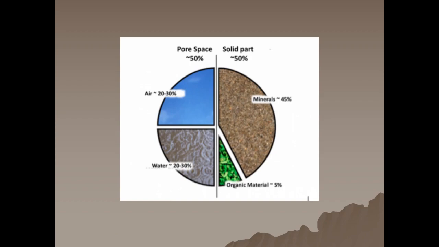It depends on the type of the soil. In Missouri soils, generally we have about 3% organic matter. If the organic matter is 3%, the mineral will be about 47%, because the solid part is close to 50%.